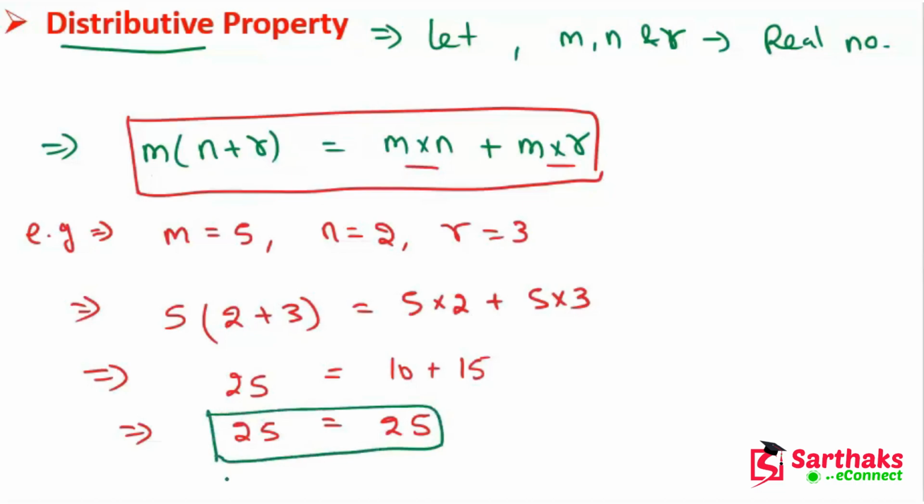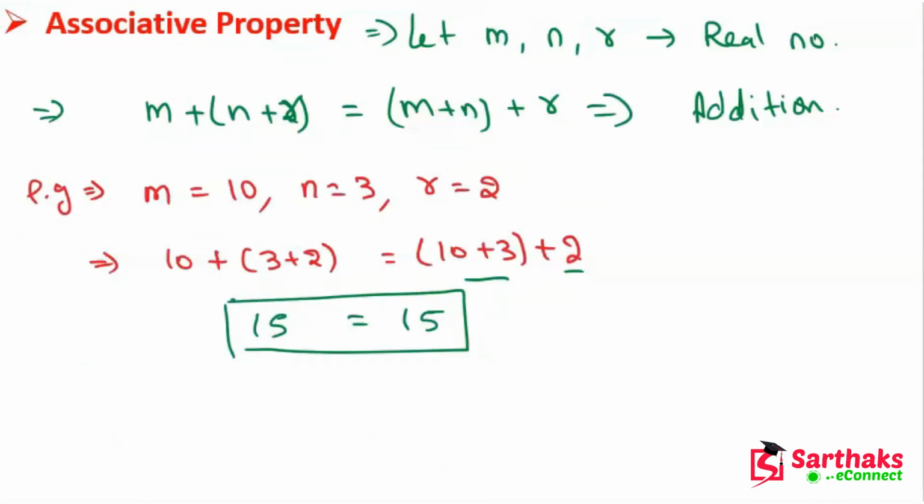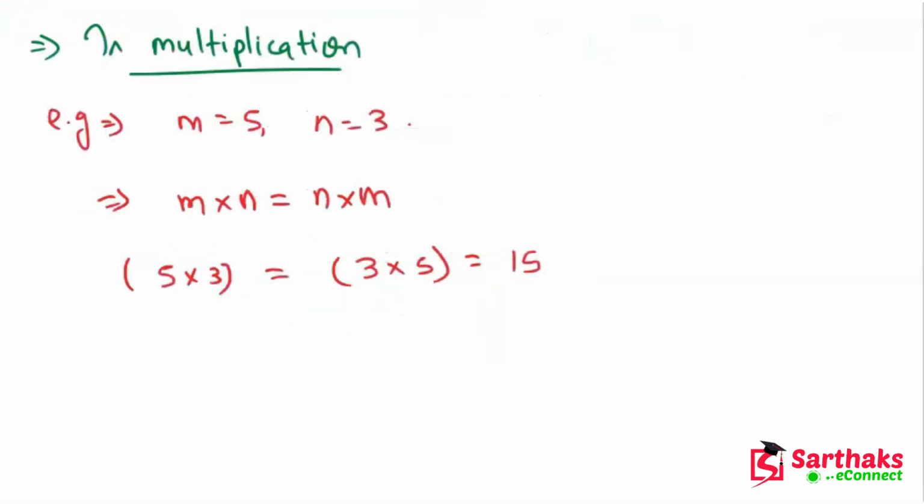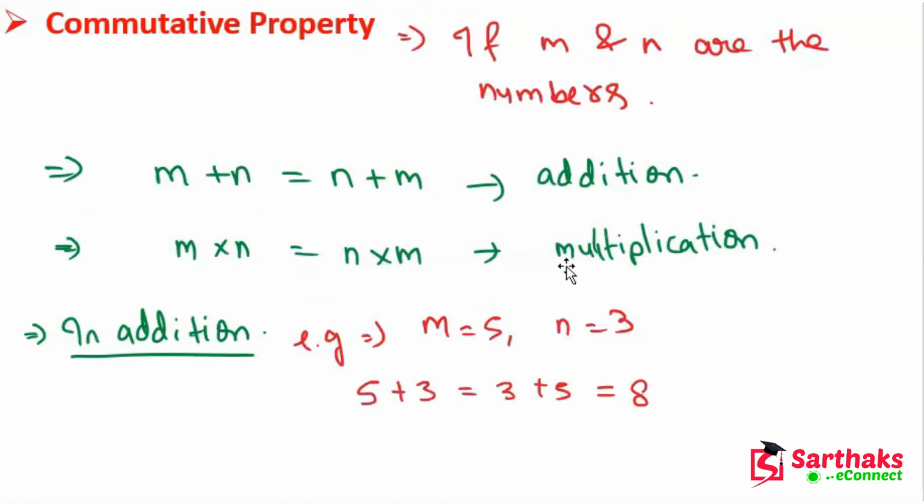So this is the distributive property. Now my dear friends, one thing is that if you observe this, there is no associative property for subtraction and division. We have associative property for addition and multiplication, and we have commutative property for addition and multiplication, but we have no commutative property for subtraction and division.